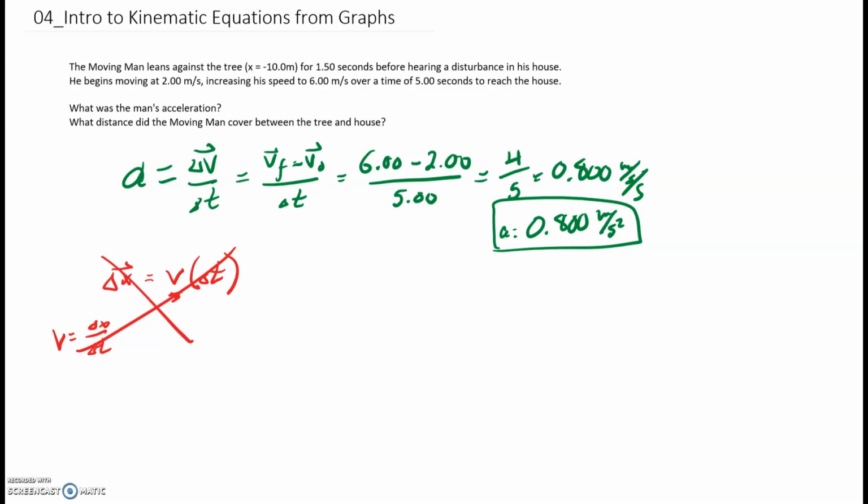I'm going to draw my velocity graph to do so. Velocity measured in meters per second, and time measured in seconds. So let's go through the situation again. The moving man is leaning against the tree for 1.5 seconds. Leaning against the tree involves not moving. So from 0 to 1.5, he is not moving. 0 speed.